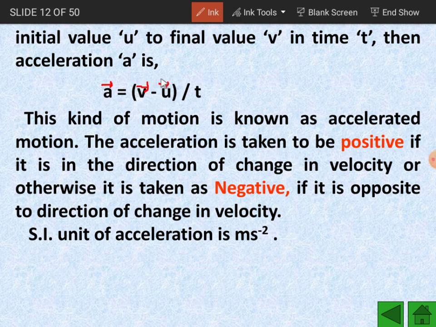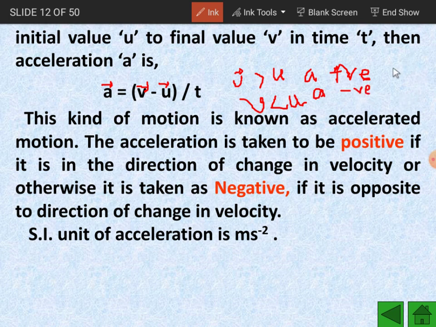And if the change in velocity is in the opposite direction, then we will have to take it as negative. If the change in velocity is in that direction, then acceleration will be taken as positive. In short, you can think of it very easily: if the final velocity is greater than the initial velocity, then acceleration is positive. If your v is greater than u, then your acceleration a is positive. And if your v is less than u, then your acceleration will be negative.